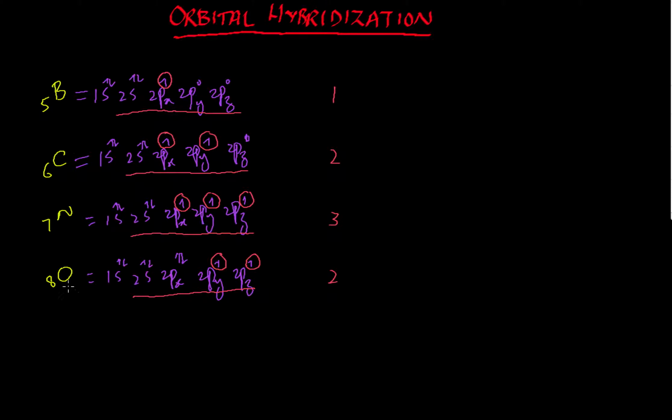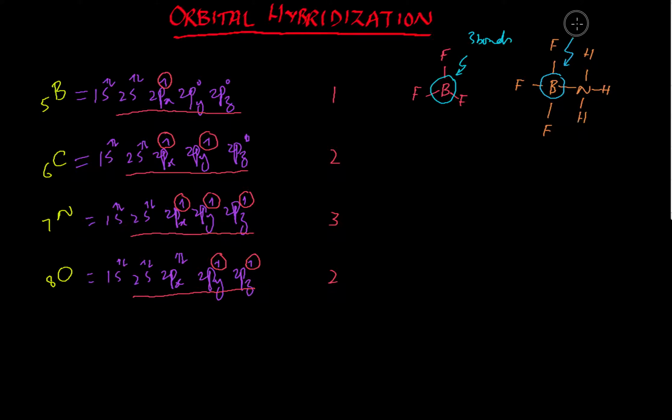But when we talk about the compounds of these elements in actual situations, we see that boron forms 3 or 4 bonds. For example, one of its compounds is BF3. Here, boron is making 3 bonds. When we look at another molecule of boron, BF3 along with NH3, here this boron is making 4 bonds.